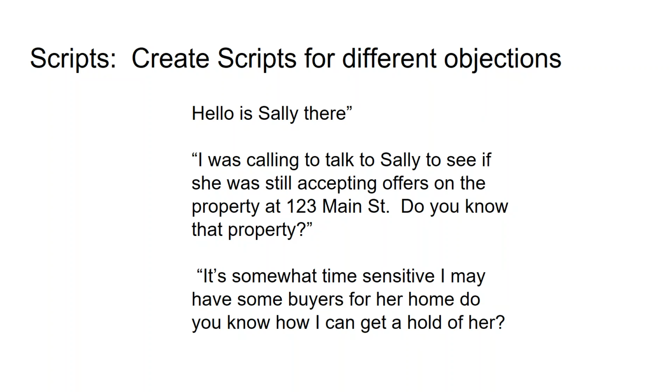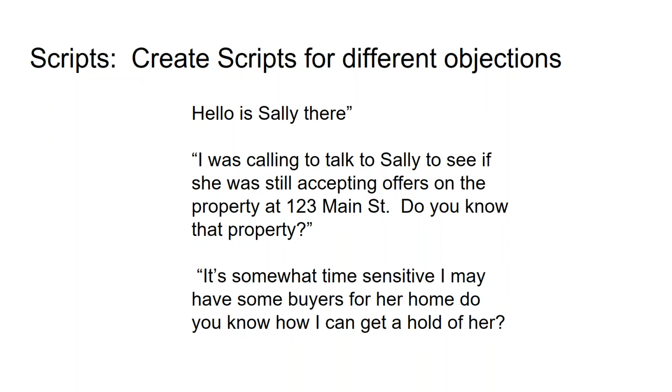It might take a little practice to fine-tune your own scripts, but here's an example. Hello, is Sally there? And they say something like, no, there's no Sally here, but don't rule it out as a bad number. Say, hey, I was calling to talk to Sally to see if she's still accepting offers on her property. Do you know this property? Sometimes this really works because you're fishing out a relation with the homeowner and that you might have an offer for it.